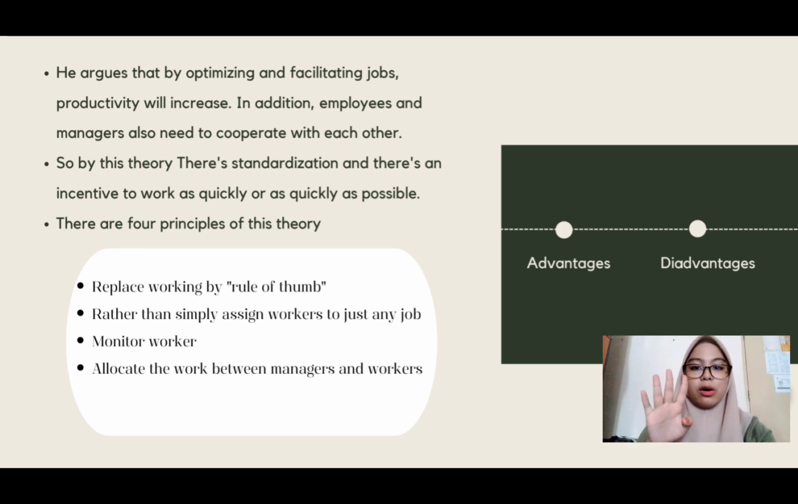There are four principles of this theory: replace working by rule of thumb, rather than simply assigning workers to just any job, scientifically select and train workers, monitor workers, and the last one is allocate the work between managers and workers. This theory also has advantages and disadvantages.